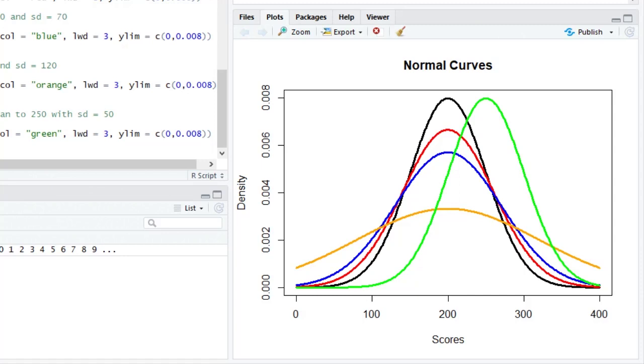Here you see 5 normal distributions. 4 of them have the same mean, but different standard deviations. The 5th has a different mean. By altering the 2 normal distribution parameters, mean and standard deviation, or we can alter both, we end up with a different normal distribution. Which one should we use?